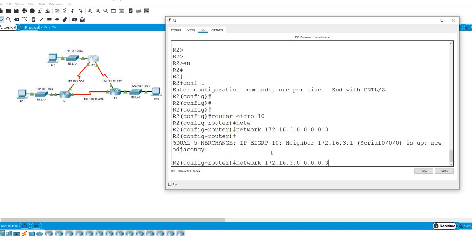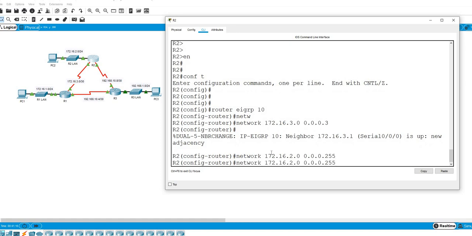Now the next network is 172.16.2.0, which is the LAN network, with wildcard mask 0.0.0.255. The next network is the 192.168.10.8 network.